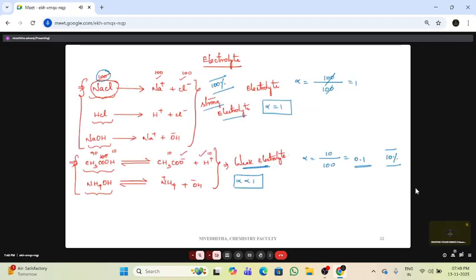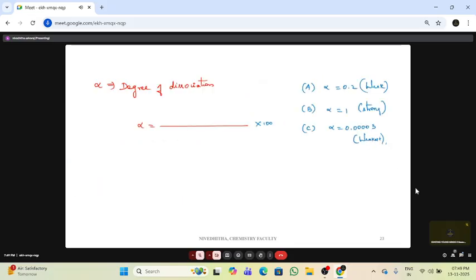So we have understood what is electrolyte, different types of electrolyte, and also degree of dissociation. Super. Now we'll understand what is acid and what is base, because throughout this chapter we'll be discussing lot of acids and bases. So we have to know what is acid and what is base. We have three definitions for acid and base.